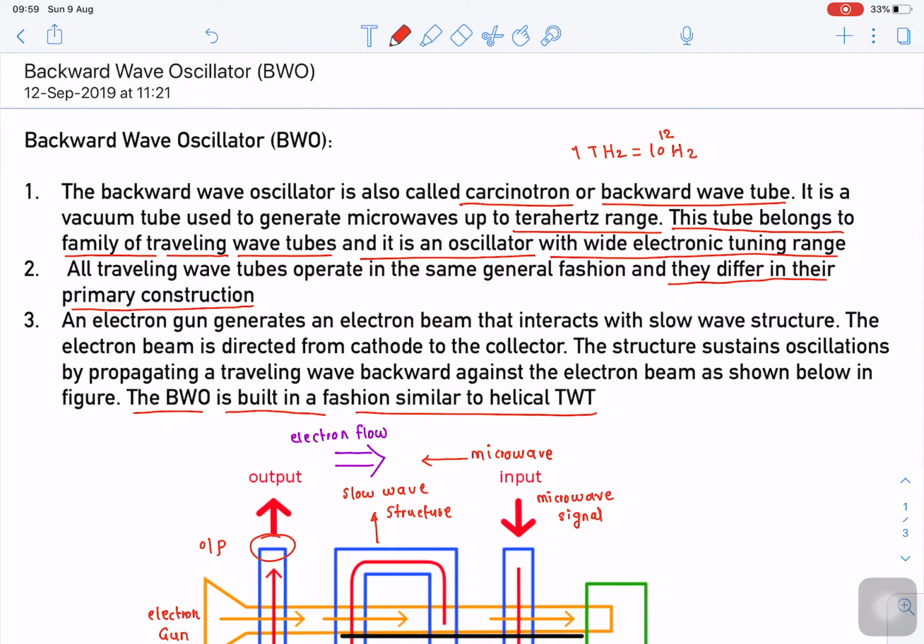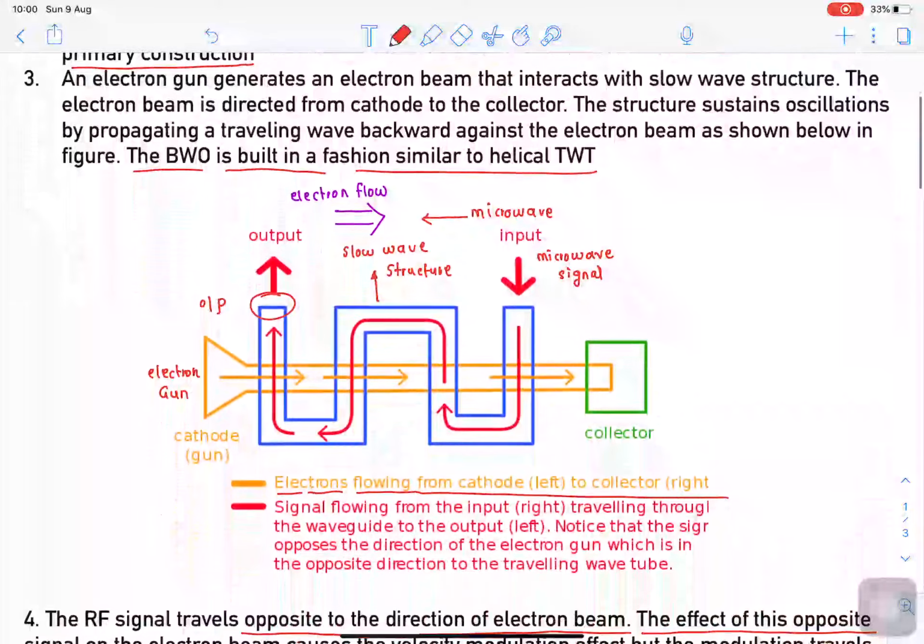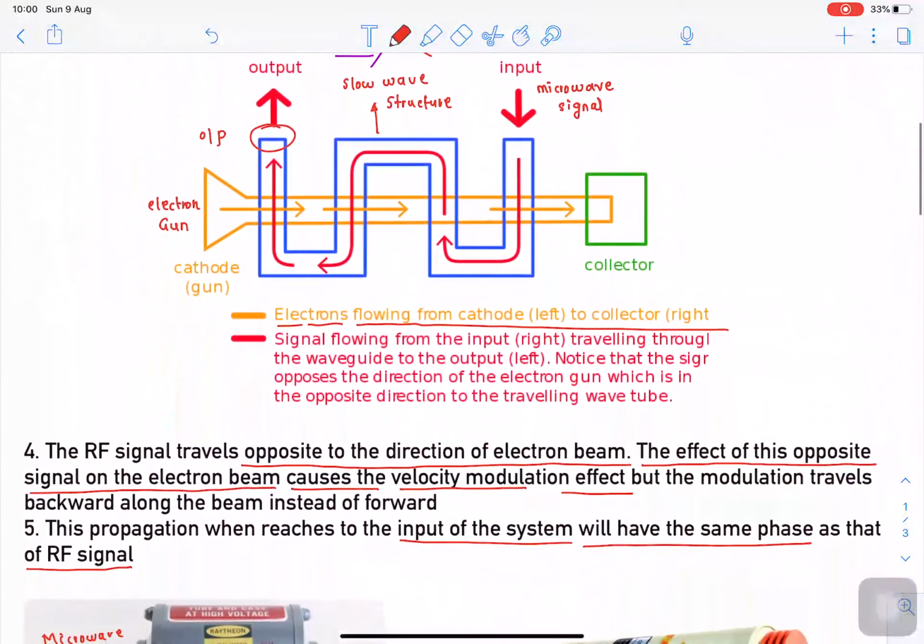If we need to develop terahertz frequency, there are some specialized microwave applications where terahertz frequencies are required, for example terahertz imaging applications and satellite imaging applications. At that time we need a very high frequency ranging up to several terahertz, and we can make use of this particular tube as a source or generator of a microwave signal. I hope you understood the simple construction of a backward wave oscillator.